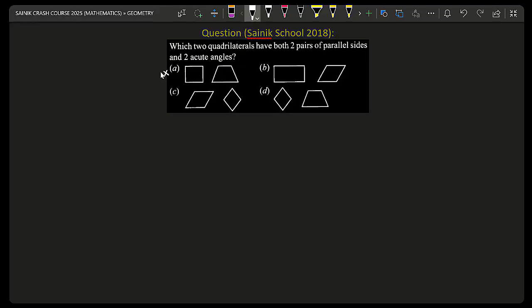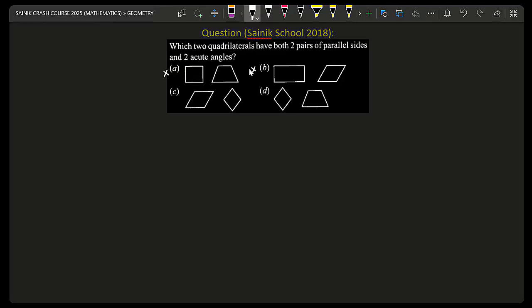Sir, option B, both of them have two pairs of parallel sides. Okay. What about the second condition? Sir, no, sir, because a rectangle doesn't have two acute angles. So can I eliminate option B? Yes, sir. What about option C?